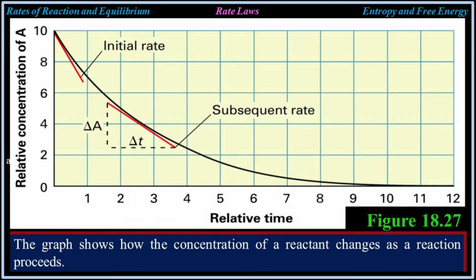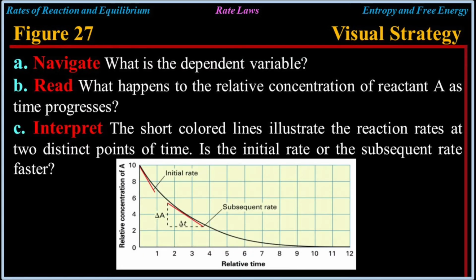The graph shows how the concentration of a reactant changes as a reaction proceeds. This is figure 18.27. A, navigate. What is the dependent variable? B, read. What happens to the relative concentration of reactant A as time progresses? And C, interpret. The short colored lines illustrate the reaction rates at two distinct points of time. Is the initial rate or the subsequent rate faster?